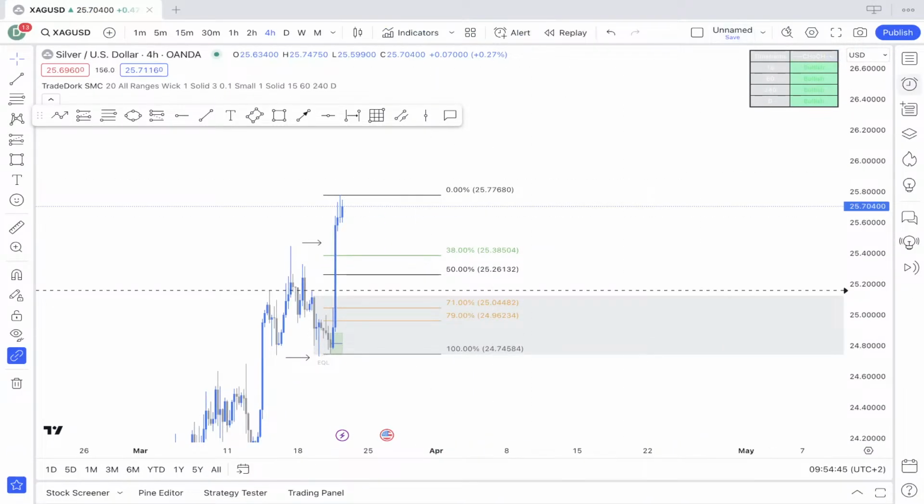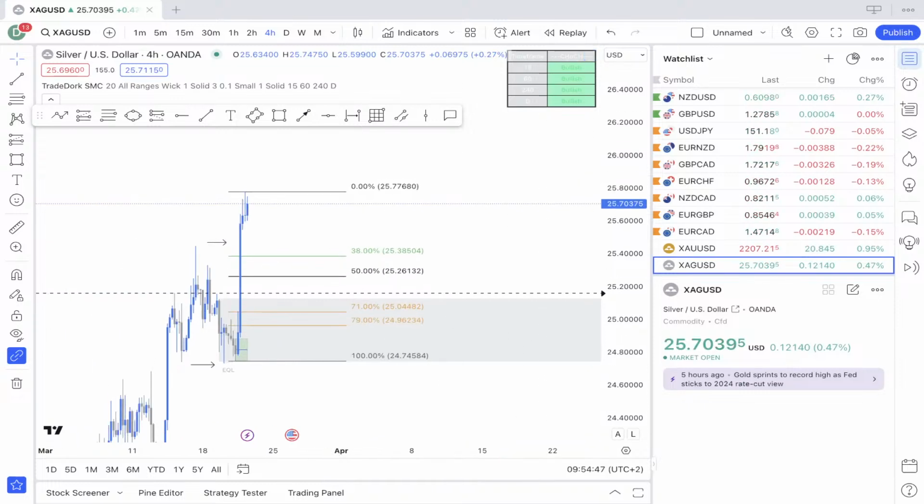But nonetheless, two good looking setups for our metals analysis.